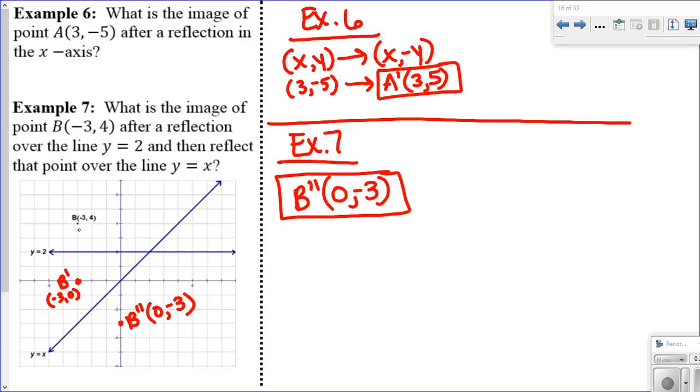So this one we had to do manually. B was 2 above y = 2, so B prime will be 2 below, which is at this coordinate (-3, 0). Then when we reflect over the y = x, you could have counted diagonally and then plotted it, or you would just remember that for reflecting over y = x, you flip those, just switch them around. So (0, -3) is your final answer.